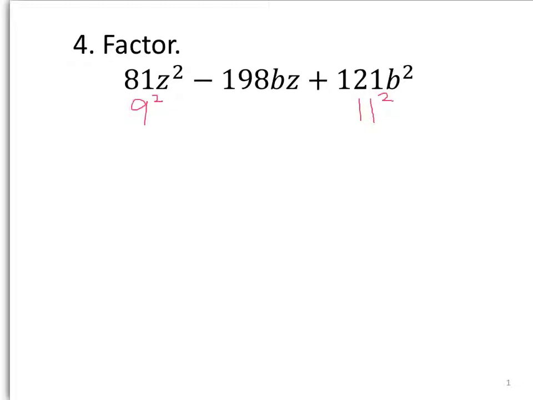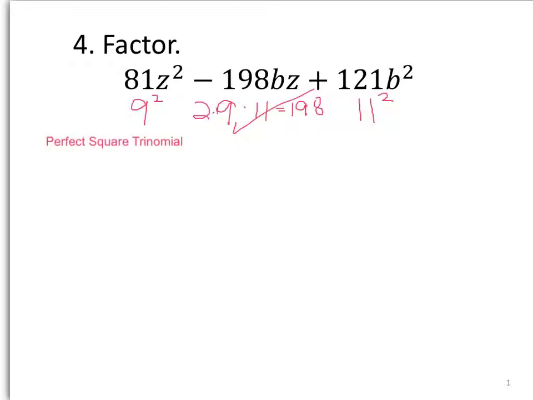So now that we know that the first and last terms are perfect squares, we need to run a test. We need to know if the middle 198 is 2 times the first term's base, 9, times the last term's base, 11. So 2 times 9 times 11. And so 9 times 11 is 99 times 2 is 198. And you also have to make sure the z and the b are in the middle. Then that checks. So we know now that this is a perfect square trinomial.